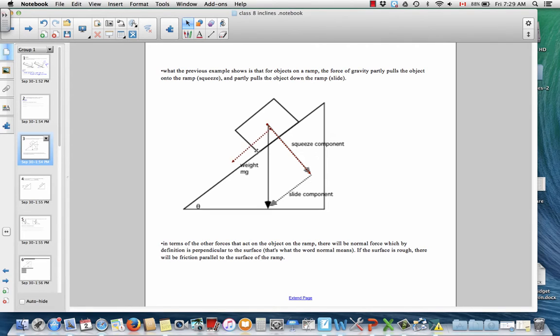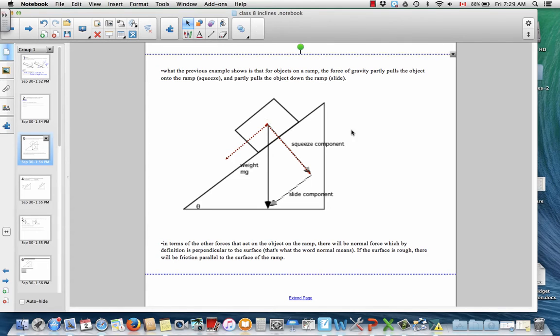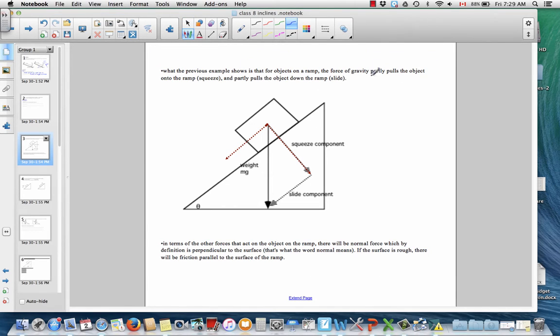Now the slide component, you can put it down here to make a nice right angle triangle, and then that will make finding components easier. But we should remember, of course, that it is actually pulling us down the ramp. Okay, so when you're on the ramp, gravity does two things. It squeezes you onto the ramp, and it slides you down the ramp, squeeze and slide.